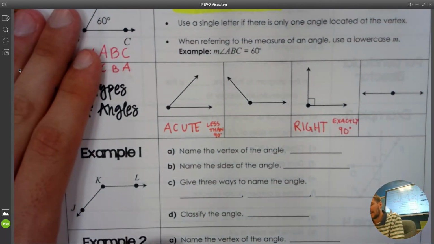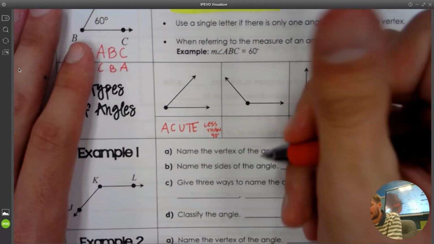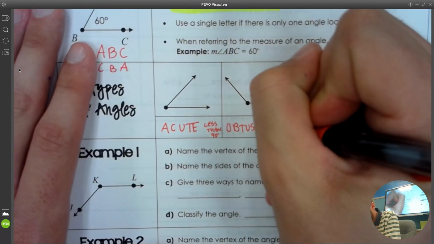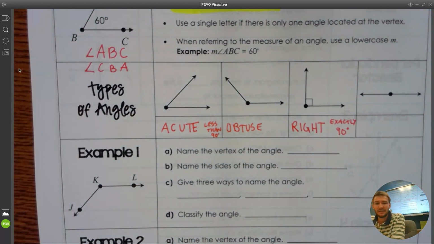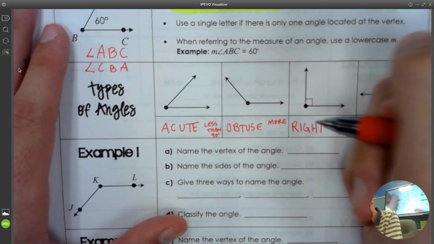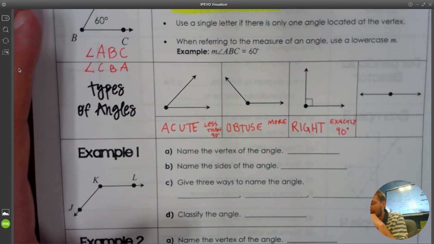This one has the weirdest word. Anybody know what this is? Obtuse. That's always a sneakily good insult if you want to insult somebody and sound smarter than them, like, oh my gosh, you're so obtuse. It just means kind of like dense. Obtuse is more than 90.